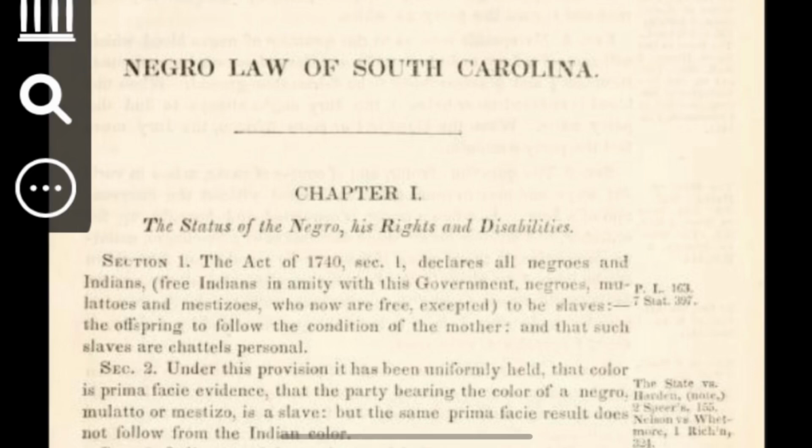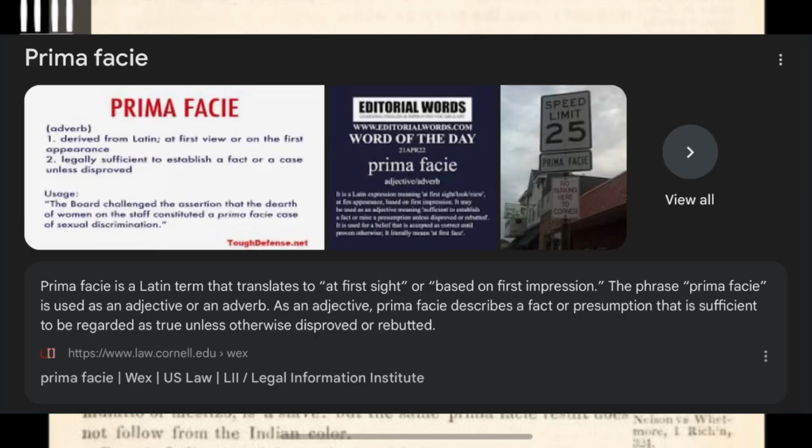Section 2. Under this provision, it has been uniformly held that color is prima facie evidence that the party bearing the color of a Negro, mulatto, or mestizo is a slave, but the same prima facie result does not follow from the Indian color. Prima facie is a Latin term that translates to at first sight or based on first impressions, meaning if you appeared to be the color of a Negro, you were a Negro.